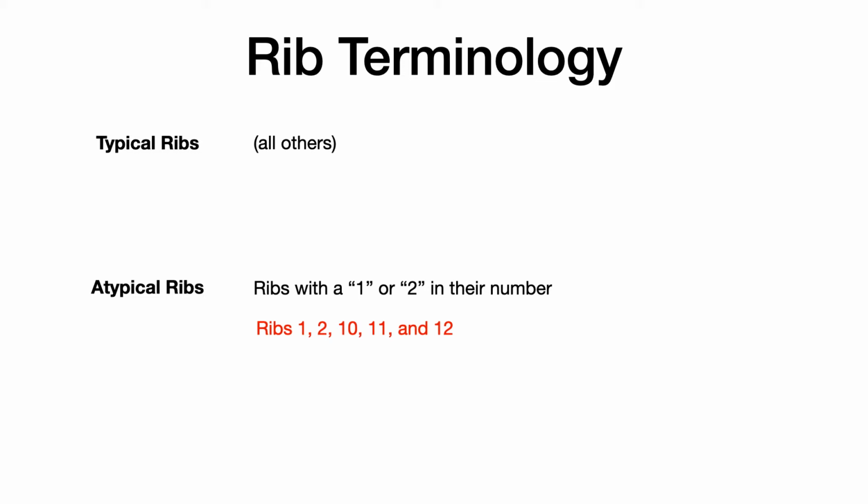All right, so just note the atypical ribs with the 1-2 rule, and then by the process of elimination, you'll know that the typical ribs is pretty much everything else. Now let's switch gears and talk about rib motions.